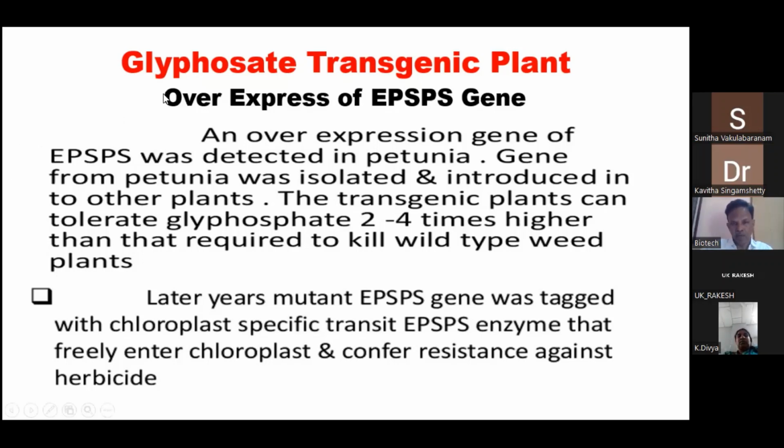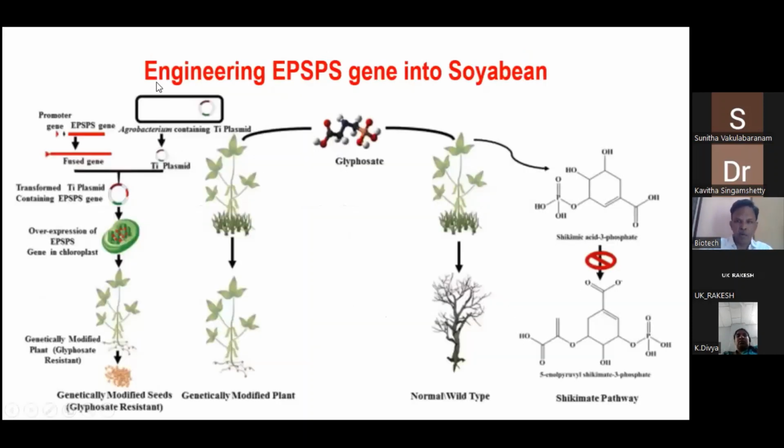So when you spray glyphosate, what happens is EPSP enzyme will degrade glyphosate in crop plants, but weeds die because they do not have this particular enzyme that will degrade glyphosate. So using this technique, they have been able to engineer and protect soybean. Soybean is a very important crop in the US and other places. Very, very important crop.